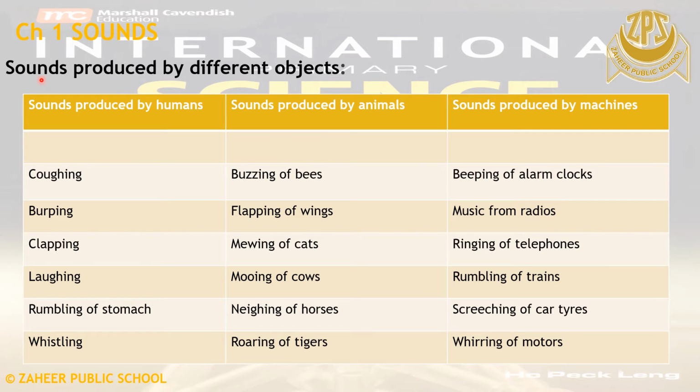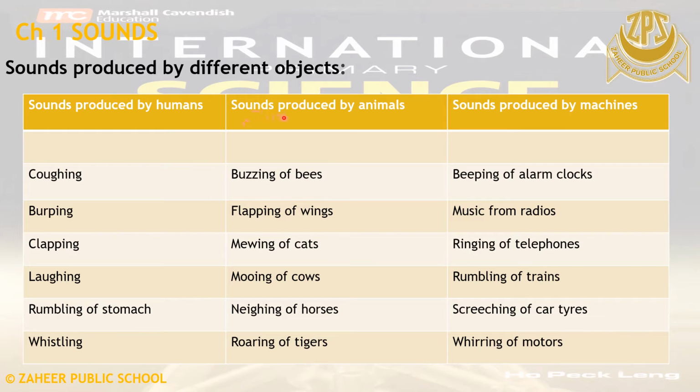We can understand sounds produced by different objects with the help of this chart in a better way. Here, the sounds which can be produced by humans are coughing, you know what coughing is, and burping, when somebody makes a sound after eating, and we should not make the sound like that. And clapping with the help of the hands, laughing, ha ha ha, and the rumbling of the stomach. When you are empty, your stomach makes different kinds of sounds, and whistling.